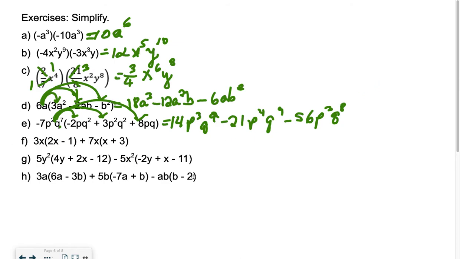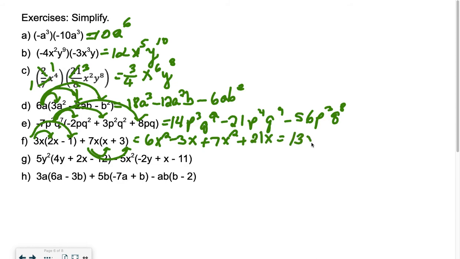In this one, you have two distributions in f and g, so you're just going to do one at a time, and then combine like terms. 6x squared minus 3x, 7x squared plus 21x. So my like terms, there are two x squared terms, and there are two x terms.